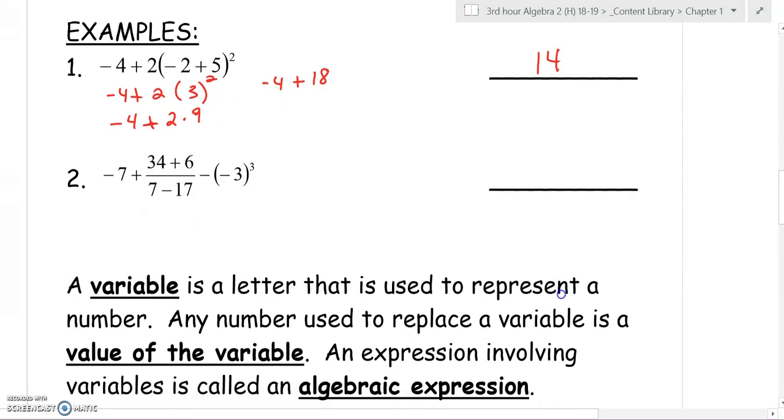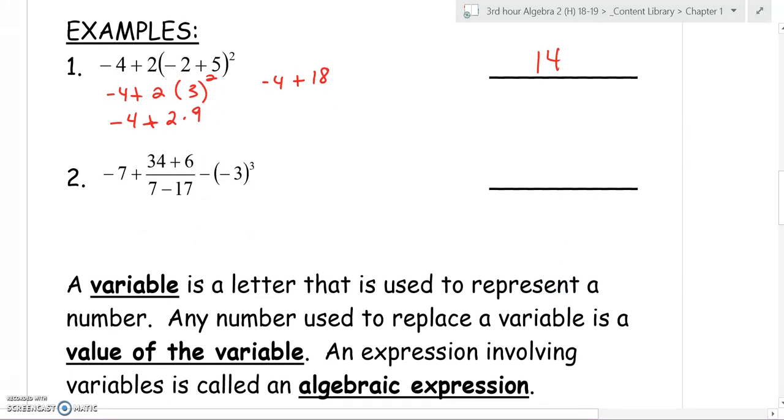Let's do another example. So I see a fraction bar in number 2, and so I'm going to do this fraction bar first. So before I divide, notice I'm not doing anything else with any of that numerical expression except what's inside the fraction bar. So in the numerator, I see that 34 plus 6 is 40. And in the denominator, I see that 7 minus 17 would be -10. I added inside my numerator, I subtracted inside my denominator. Now I'm going to divide. So I'm going to say 40 divided by -10 is -4.